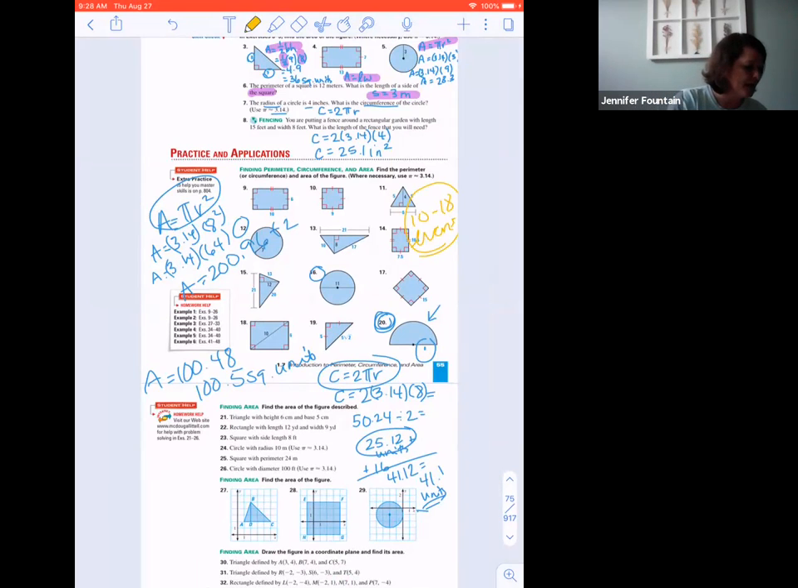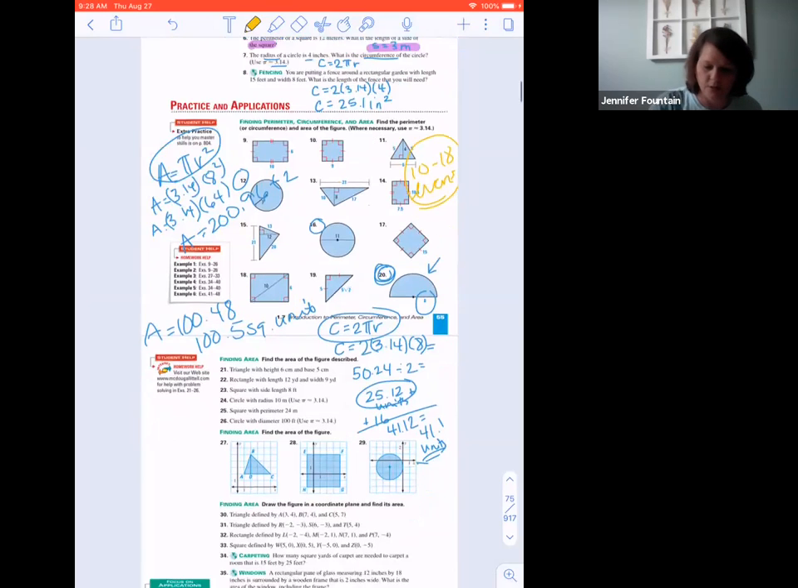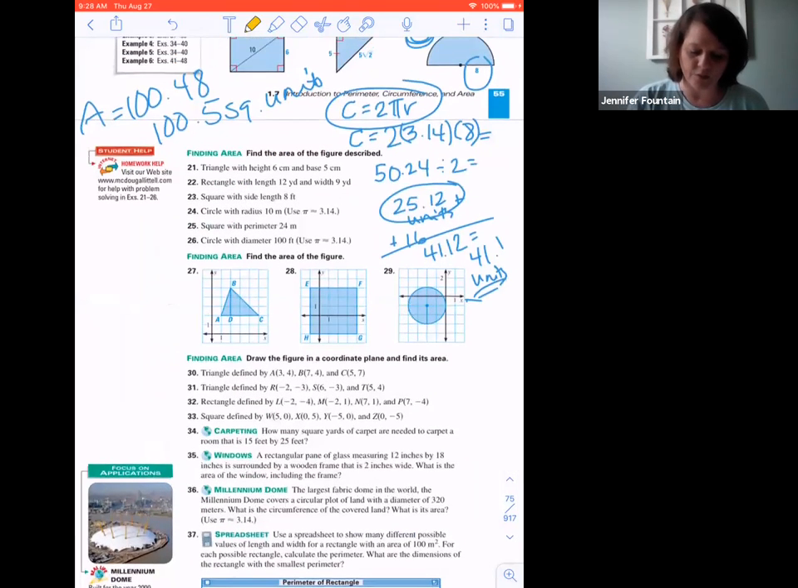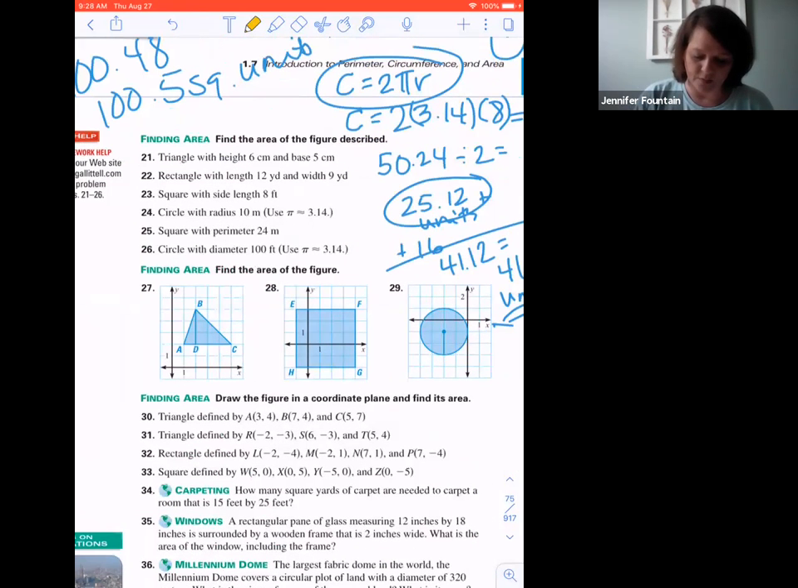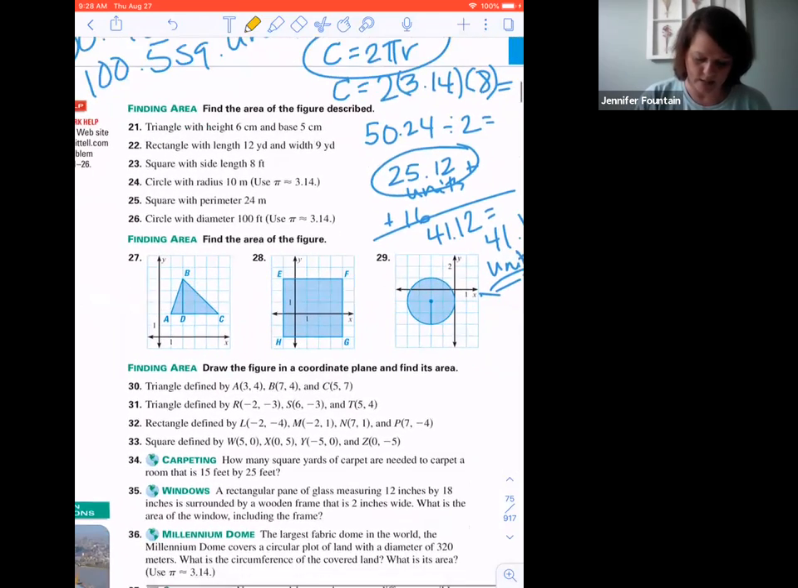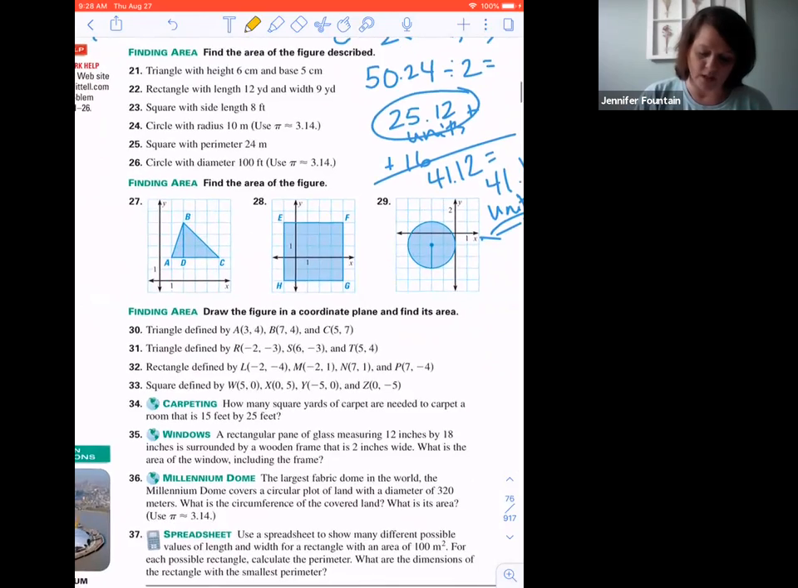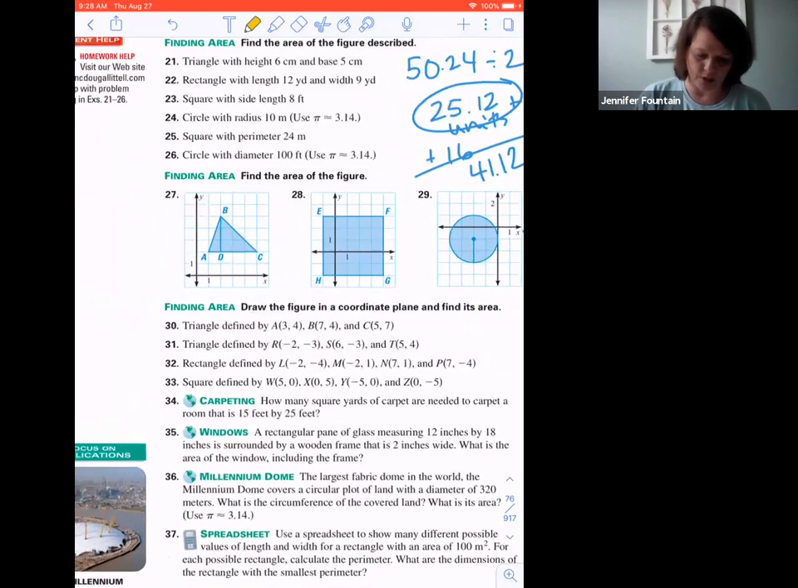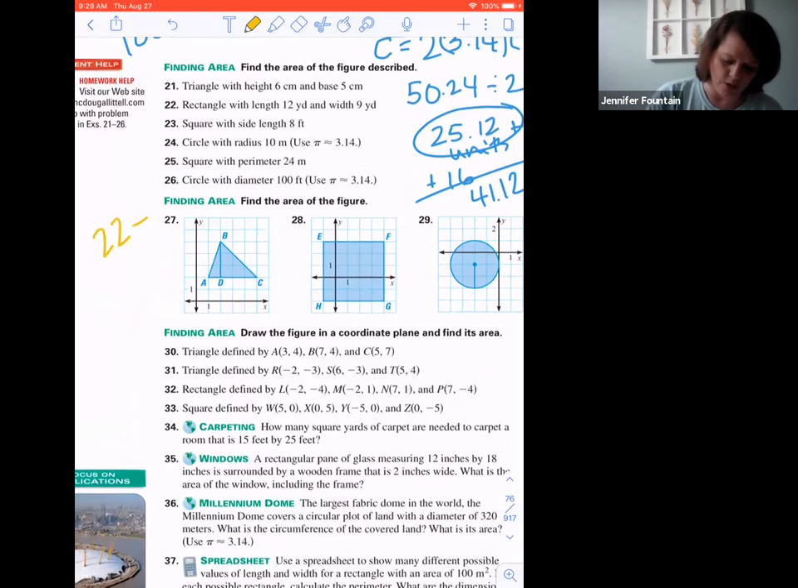And we're going to turn the page. And we will, let's see, it says find the area of the figure described. So on these, if you want to draw your pictures, feel free. Find the area of the figure. We're doing the same thing with 27, 28, and 29. Draw the figure in a coordinate plane and find its area. And then, so what we will do is we will do numbers 22 through 36 evens.